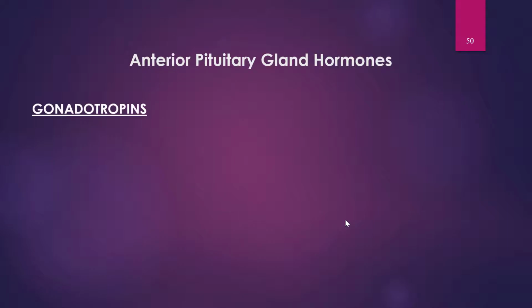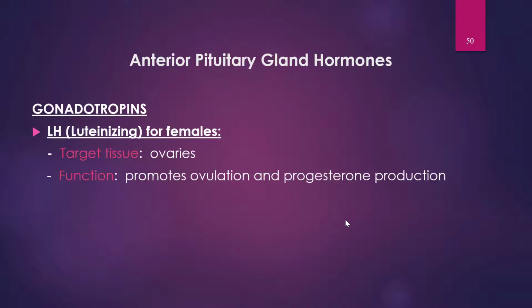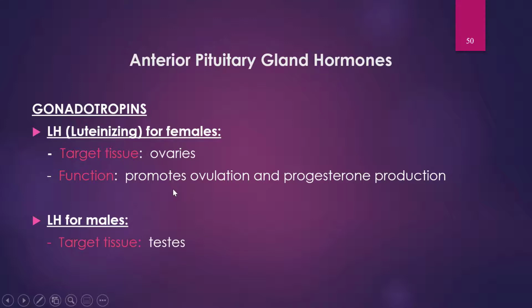Then you have your gonadotropins. The luteinizing hormone for the females would target the ovary and promotes ovulation and progesterone production. We will be discussing this more in the reproductive system. So I would suggest that you probably can just go on the surface on studying the hormonal effects of the gonadotropins on the female reproductive system.